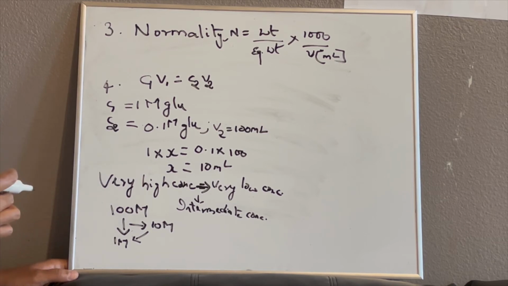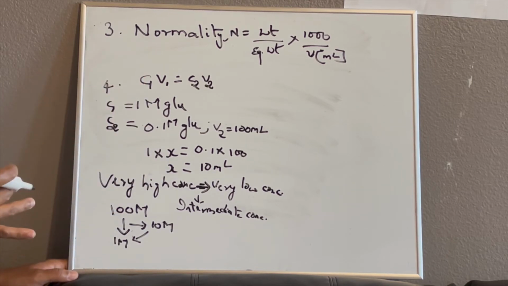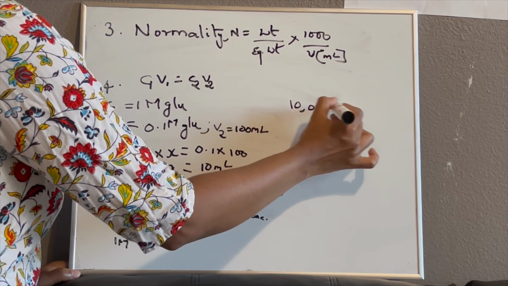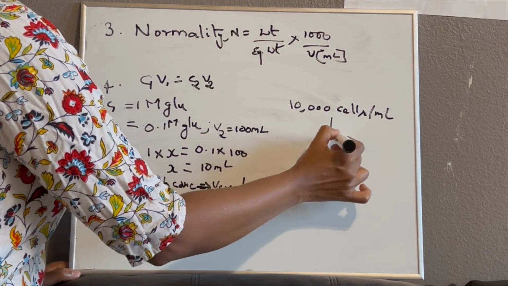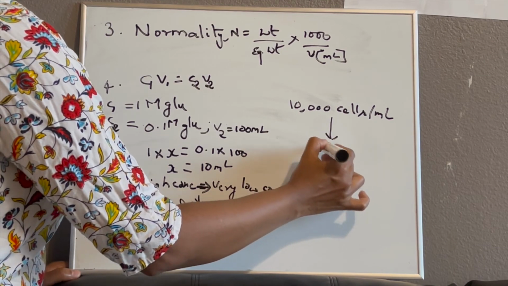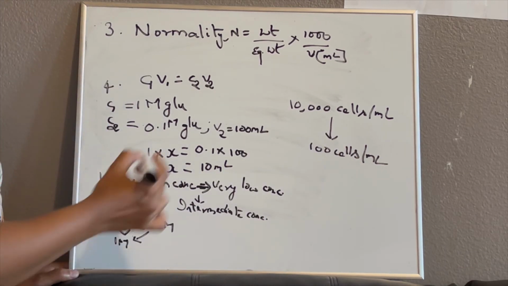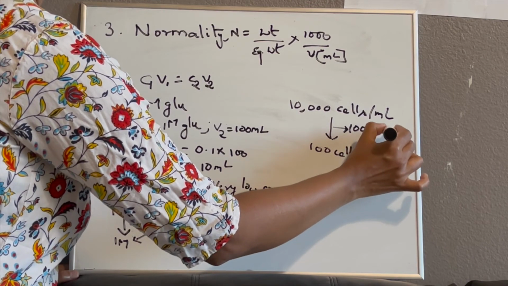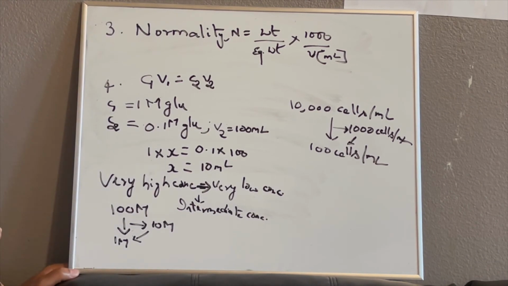And one more thing is, when you are diluting cells, it is very important to go through an intermediate step to reach your final concentration. For example, you have a solution of 10,000 cells per ml and you want to make 100 cells per ml. So what I would do is, first I would do 1,000 cells per ml and from there I go to 100 cells per ml.